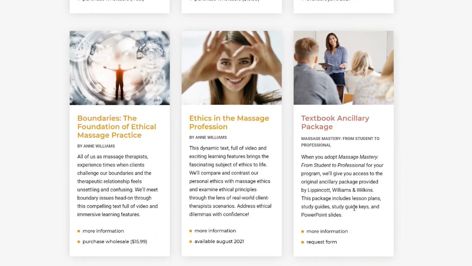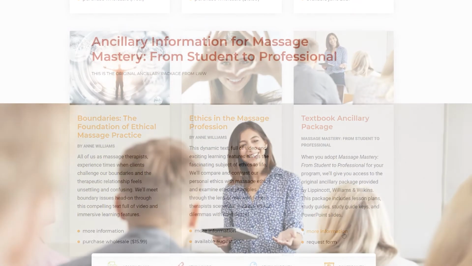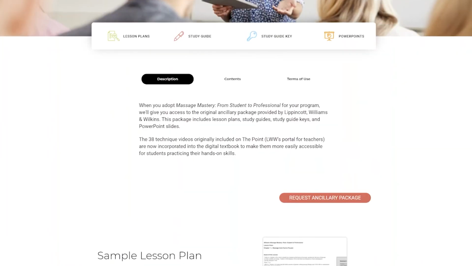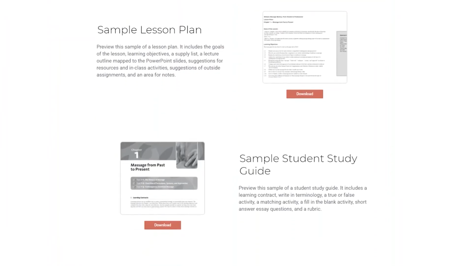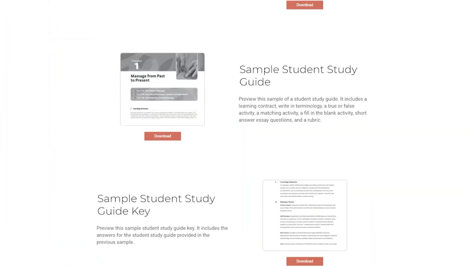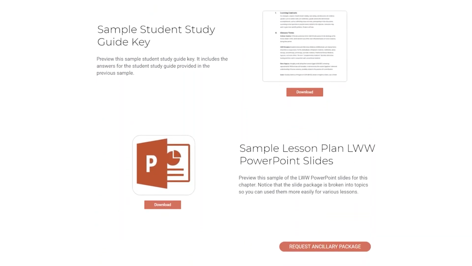When you click on the ancillary package, you'll advance to an information page that provides an outline of ancillaries and samples. You'll send a request form from one of these links asking us to add the ancillary package to your account. You can also request that we place a copy of the package in the accounts of instructors that you've designated as secondary group leaders.